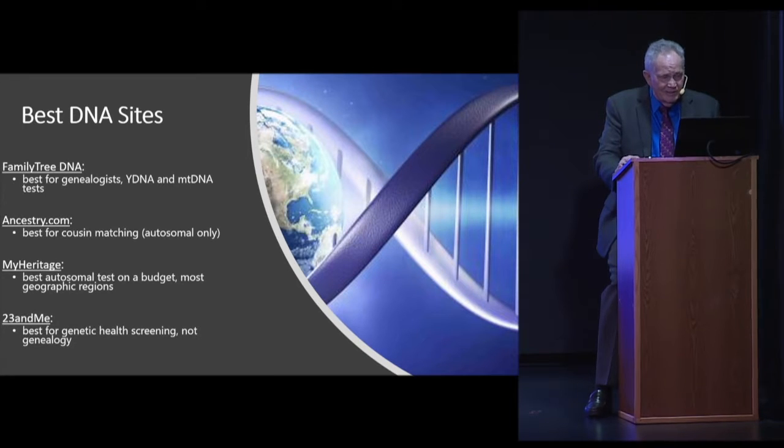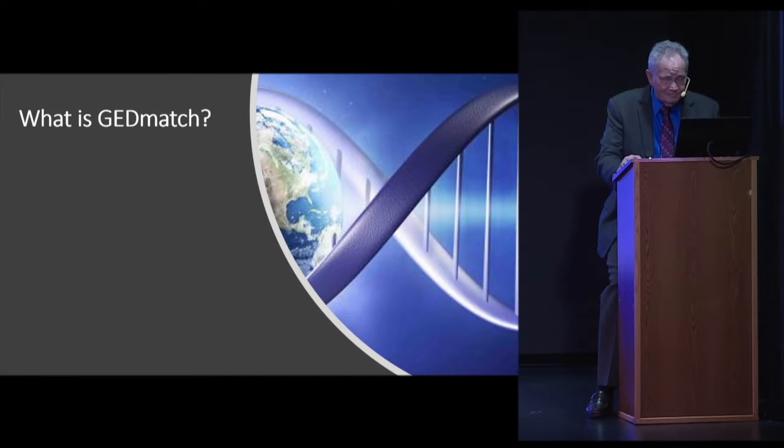And these are the best places to do the tests. Family Tree DNA, which is one of the more famous ones, has a good testing system. Ancestry I like because it merges it with your family tree. MyHeritage is coming up. It's actually a pretty good test for the money. And 23andMe does do some genetic health screening, and that gives you nice generic information that you can upload to Ancestry or Family Tree and so on.